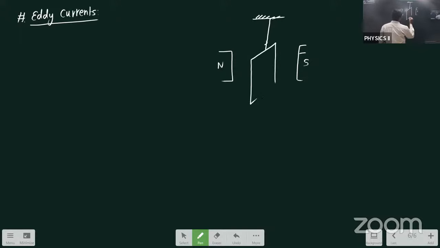And I am making this metal plate oscillate between these two fixed magnets. Is this magnetic field changing or remaining constant? It is remaining constant. But what is happening when the metal plate oscillates between the magnets? Initially, when the metal plate is coming inside the field of the magnet, the magnetic flux, that is the magnetic field lines passing through this metal plate, is increasing. As the metal plate moves away from that region, the number of magnetic field lines decreases.